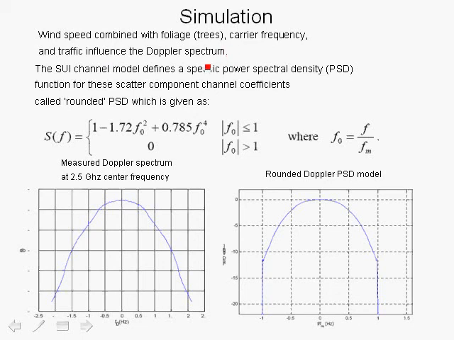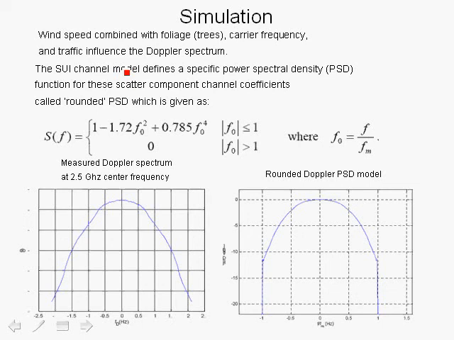Now I need to point out that the Doppler spectrum that we're talking about here is very different than the Doppler spectrum that you get with a vehicle in motion, for example, as we derived using Jakes' model. The Doppler spectrum here is due mainly to issues like wind speed combined with foliage, trees, the carrier frequency dependence, and also motions due to traffic. So it has a different power spectral density than you would expect with a vehicle in motion at high speeds, for example, 100 kilometers per second.